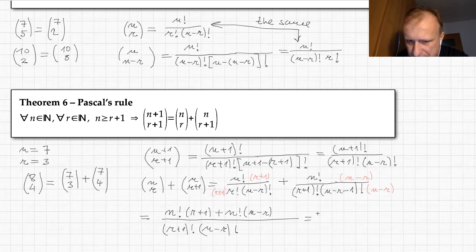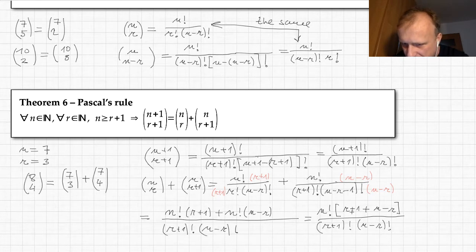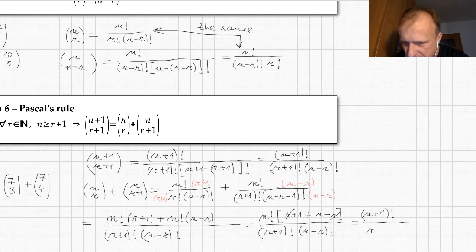Now on the top I can take n factorial out, and here in the bracket I will have r plus 1 plus n minus r, divided by r plus 1 factorial times n minus r factorial. So you see we have the bottom the same as this one, and on the top r plus 1 minus r plus n minus r. These r's just cancel out, and I have then n plus 1 here. And this factor, n plus 1, multiplied by n factorial, gives me n plus 1 factorial, according to the definition of factorials, divided by r plus 1 factorial times n minus r factorial.